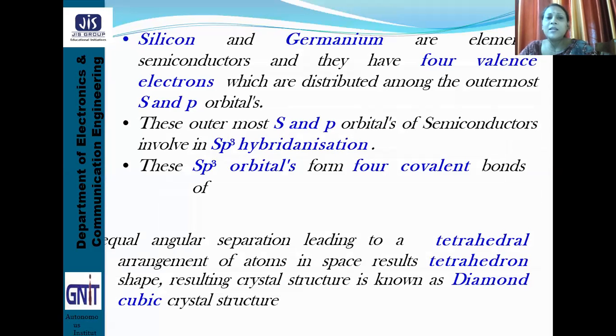Silicon and germanium are elemental semiconductors, as all of you know, and they have 4 valence electrons which are distributed among the outermost s and p orbitals. These outermost s and p orbitals are involved in sp3 hybridization. These sp3 orbitals form 4 covalent bonds of equal angular separation, leading to a tetrahedral arrangement of atoms in space, resulting in a tetrahedron shape.